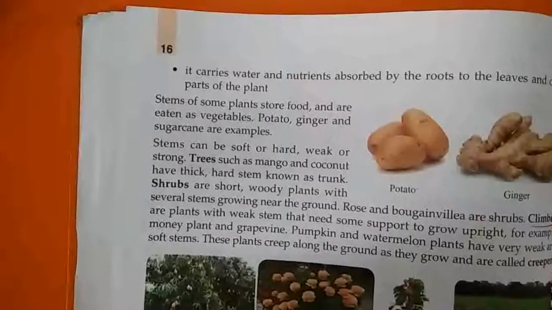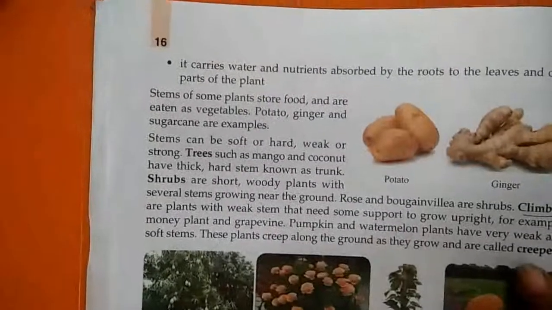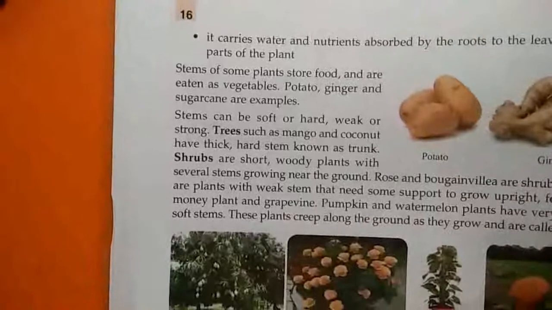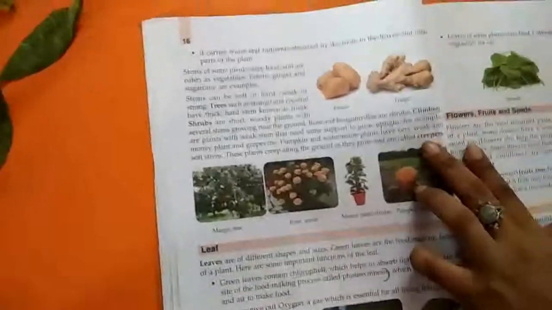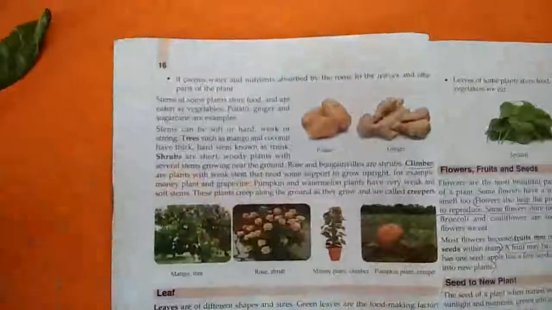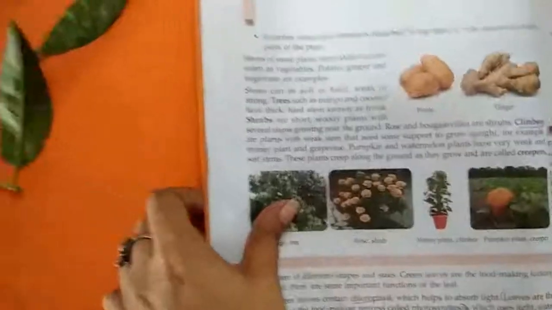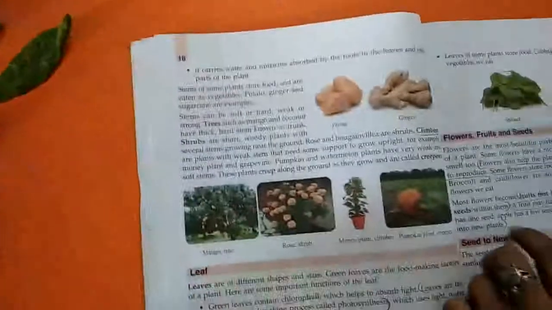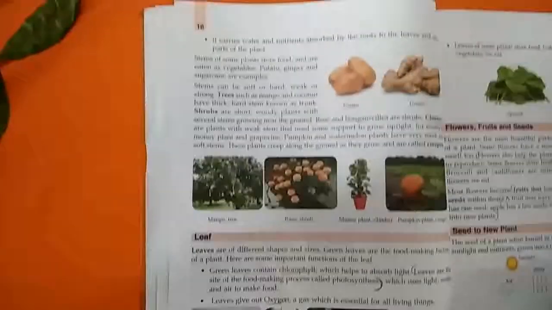Some stems are eaten by us. Children, we eat some stems like potato and ginger. We eat the stems as vegetables. Stems may be of different types, like hard, woody, soft, weak or creepers. Each and every stem is of a different type. Some stems are soft, or some are hard.